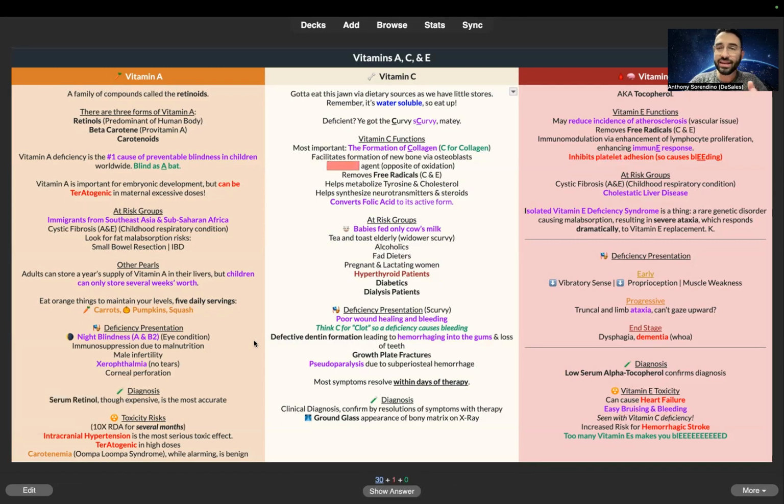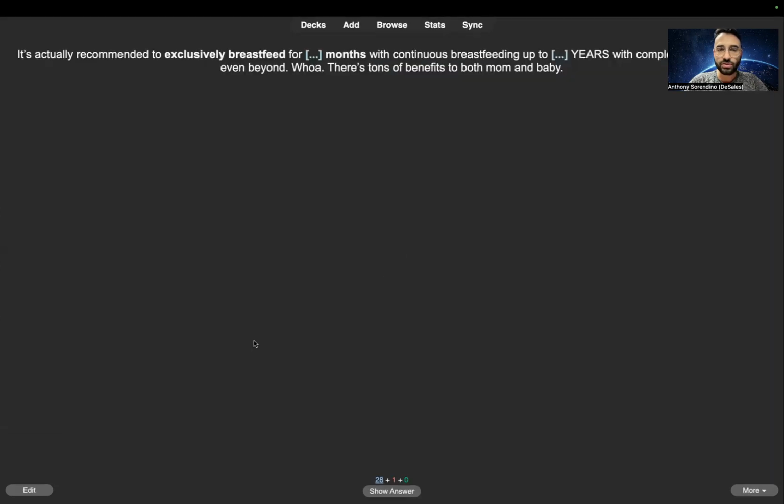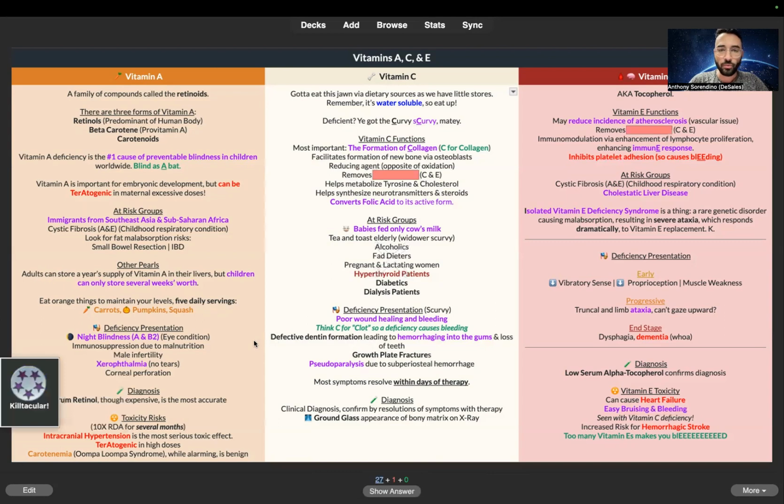Vitamin C and E, I would say, are like these reducing agents. If it's a question, I'm going to say C. Babies fed only cow's milk. So you're not going to get that natural vitamin C from breastfeeding. It's actually recommended to exclusively breastfeed for 6 months with continuous breastfeeding up to 2 years with other foods. Vitamin C removes free radicals. So does E. Enhancing the immune response. So vitamin E is good for that immune response and increased risk for vitamin E toxicity just in general. Oh, this is that hemorrhagic stroke.